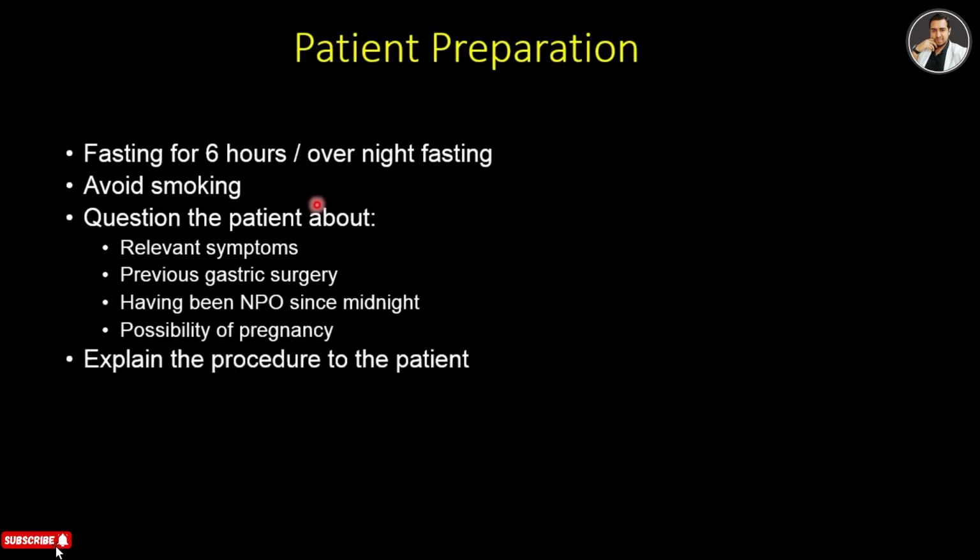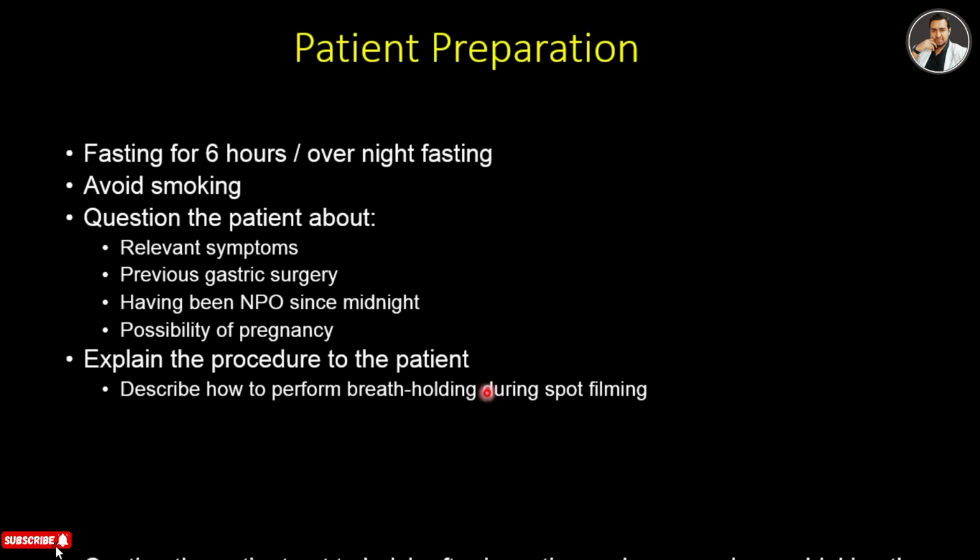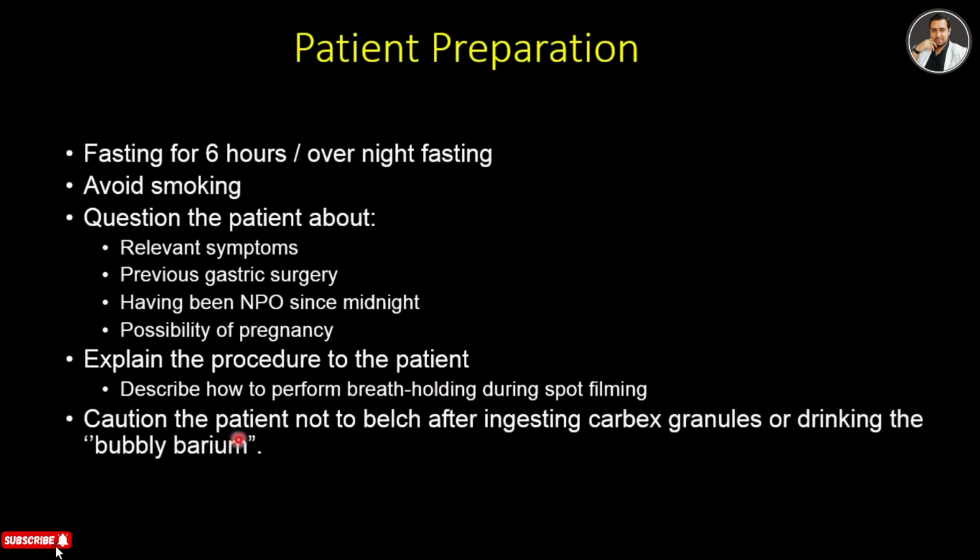And now explain the procedure to the patient, because the patient should hold his breath for spot filming, and you have to train the patient for this, and caution the patient not to belch after ingesting carbex granules or drinking the bubbly barium. That means when the patient drinks the effervescent substance like carbex granules, it will produce gas, so the patient will not burp or belch, and it will release the gas out of the stomach. So he or she will hold the burp.